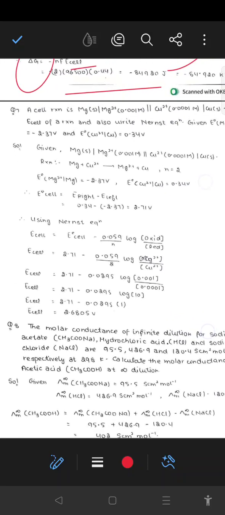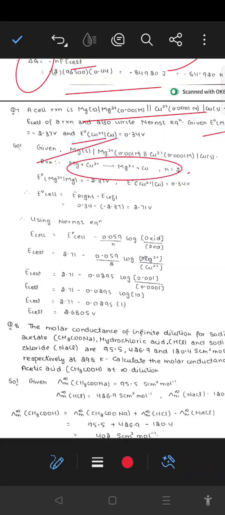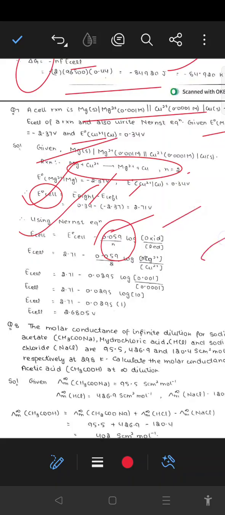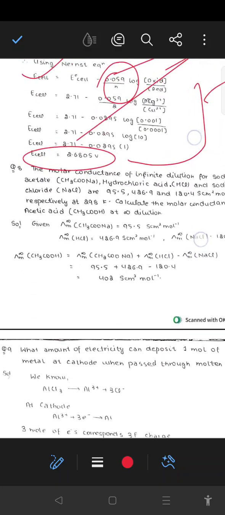Next, the cell reaction, that is again magnesium and copper, is given. The reduction potentials are given. First write the overall cell reaction and calculate the value. Calculate E° cell, cathode minus anode. By using the Nernst equation, E cell equal to E° cell minus 0.059 over n log concentration of product over reactant. Put in the values and we will get the E cell value. Next.